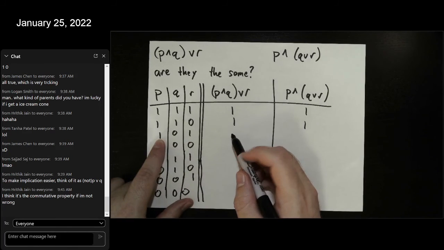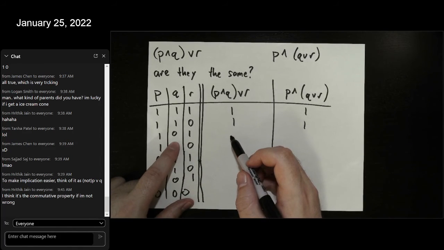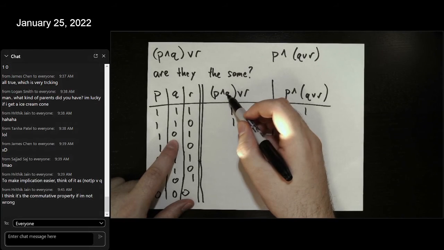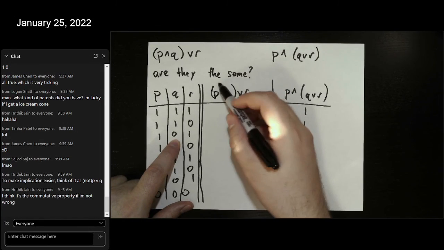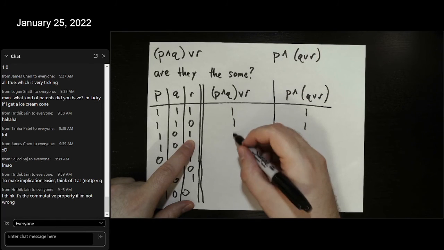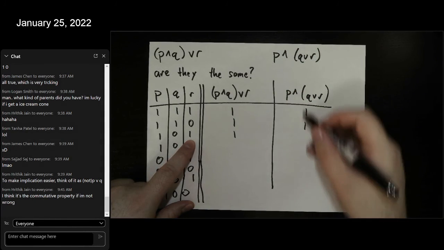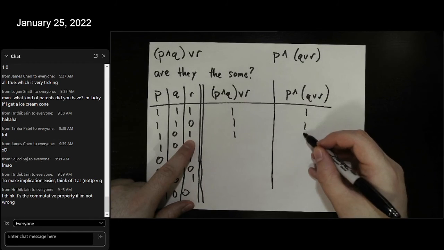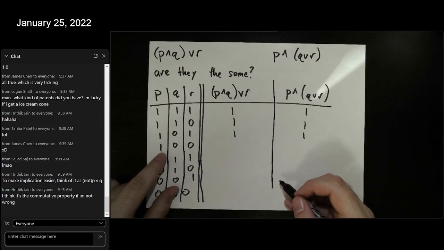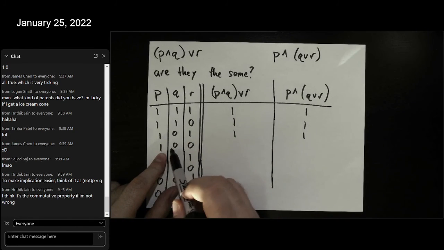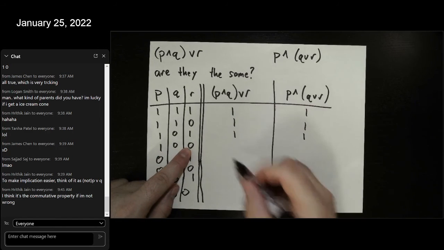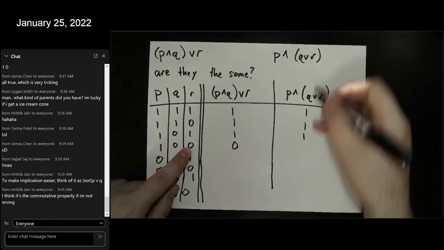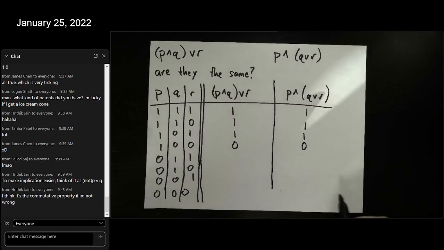This one's going to be similar. So P and Q is false, right? Because Q is false. But I have false or true. So I still get a true here. This one's going to be true and true. This one, P and Q is false. And Q is false. So I get false here, but I also get false here, so we're good.